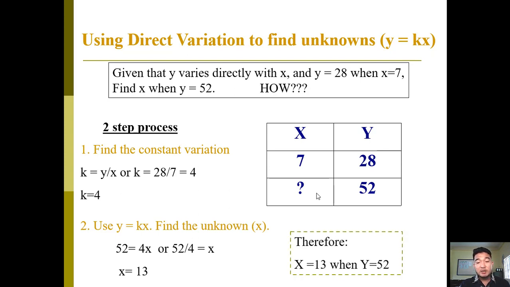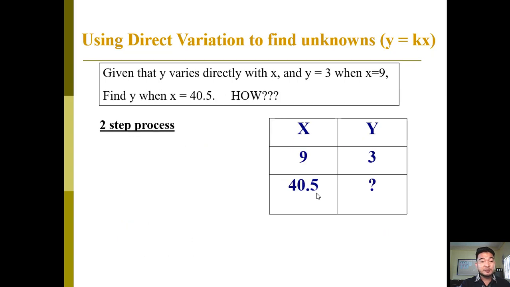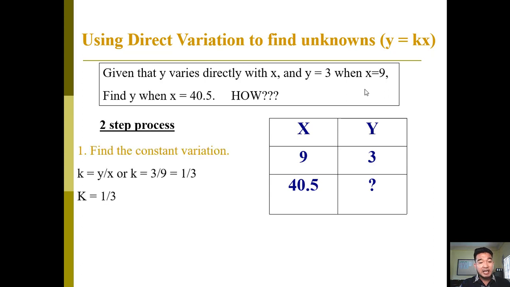X is 13 when y equals 52. How about this one? X is equal to 9, y is equal to 3. Then find y when x is equal to 40.5. Once again, the first step is to solve for the constant of variation. So that is 3 divided by 9 which is equal to 1/3.